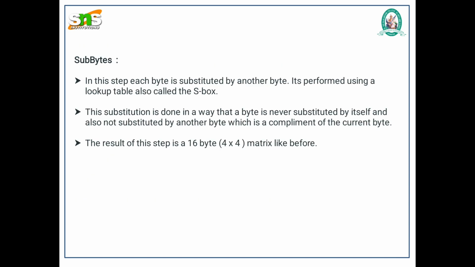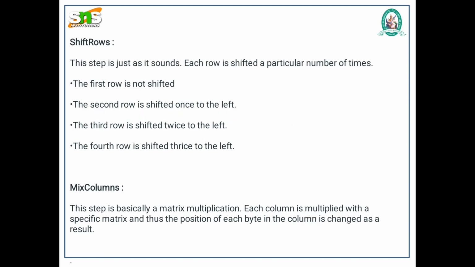Subbytes: in this step, each byte is substituted by another byte. It's performed using a lookup table also called the S box. Substitution is done in a way that a byte is never substituted by itself and also not substituted by another byte which is a complement of the current byte. The result of this step is a 16 byte 4 by 4 matrix like before.